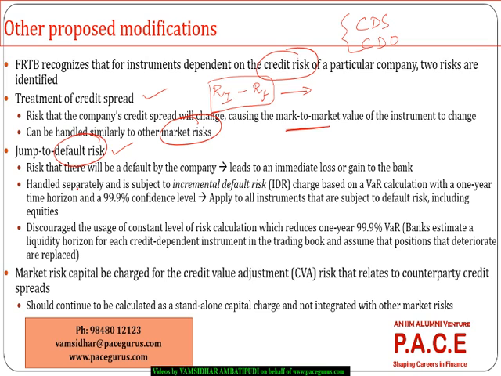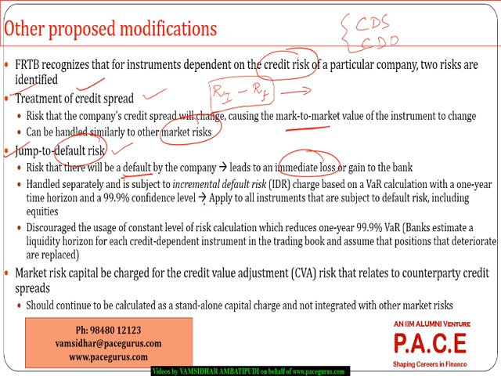Whereas jump to default risk has more to do with the default by the company, where there is an immediate loss. In the case of credit spread, there is no immediate loss. Only the mark-to-market value of that instrument is falling. Whereas when there is a default, there is an immediate loss or gain to the bank. And this one is typically handled separately. So these two are separated now.